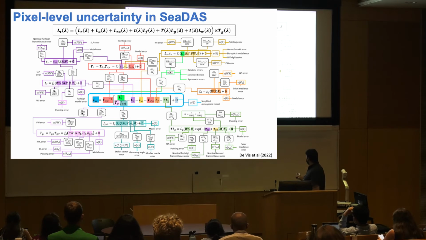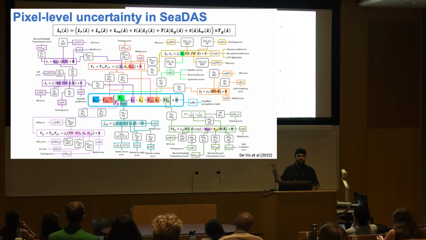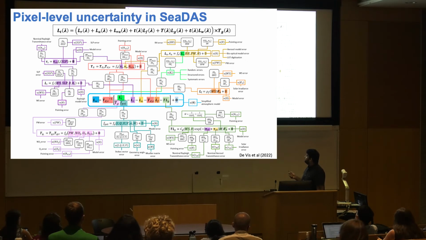This is a figure from a paper by Davis in 2022, where they dissected the way we do the atmospheric correction in L2Gen in SeaDAS. If you remember from my presentation, the top-of-atmosphere radiance is a summation of different radiometric contributions, and our target is Lw. This is the core equation here; you just put Lw on the other side. And then you try to find, okay, what is the uncertainty in each of these terms?